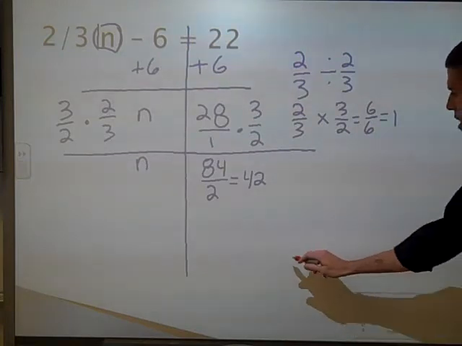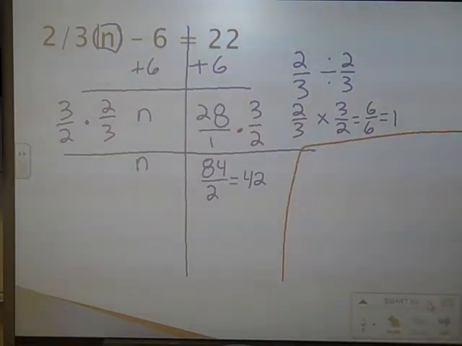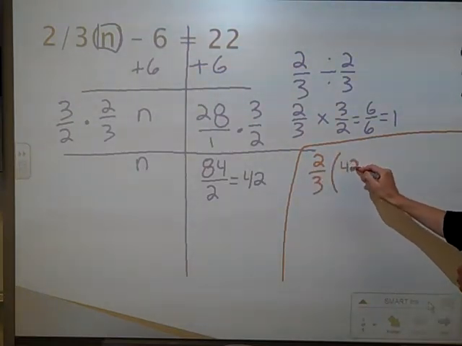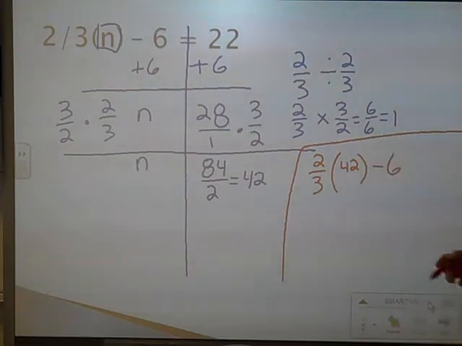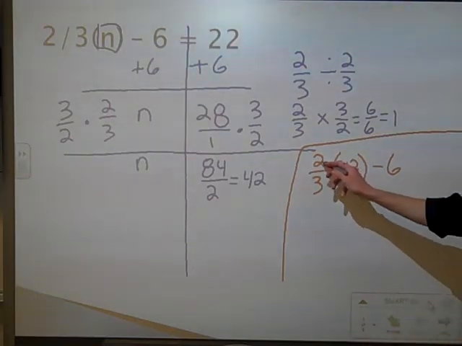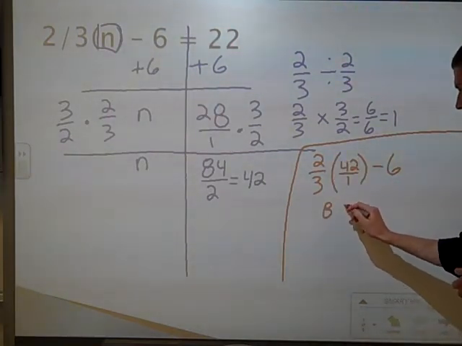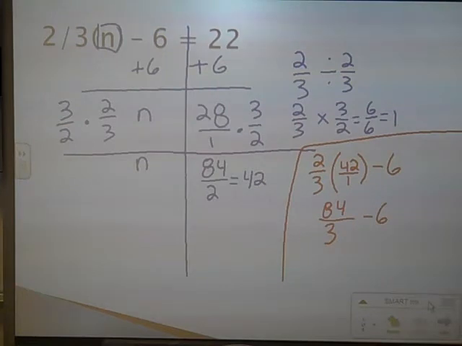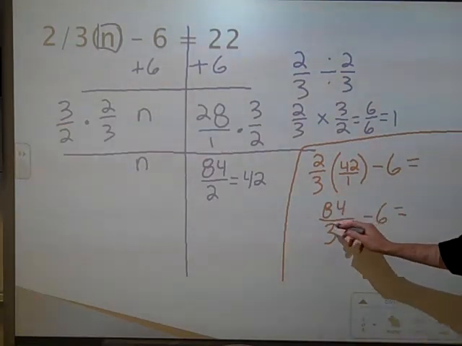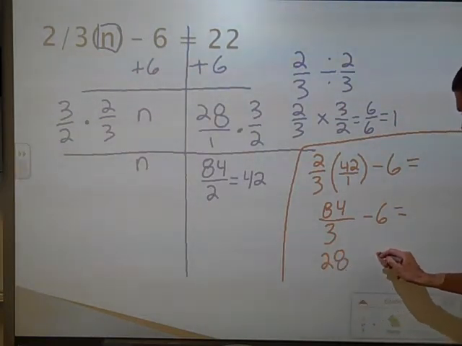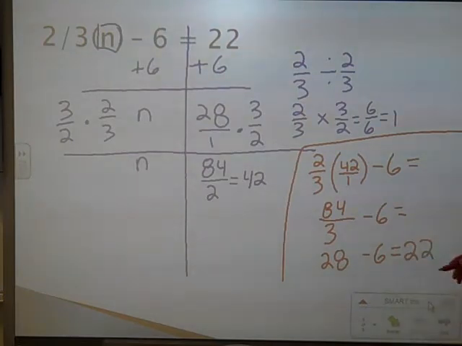To check it, I'm going to plug it in. So I have 2/3 times 42 minus 6. I multiply these out. 42 becomes 42/1. So 2 times 42 is 84. 3 times 1 is 3. That's my minus 6. 84 divided by 3 is going to be 28. And then minus 6, and I get 22. So 22 matches 22.